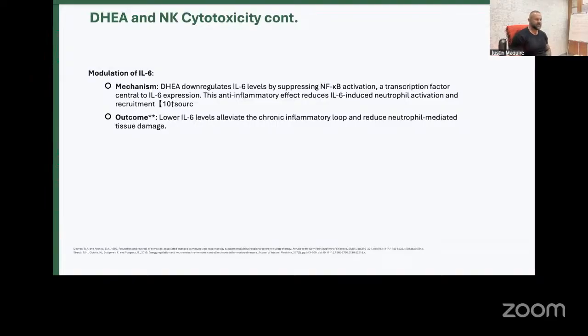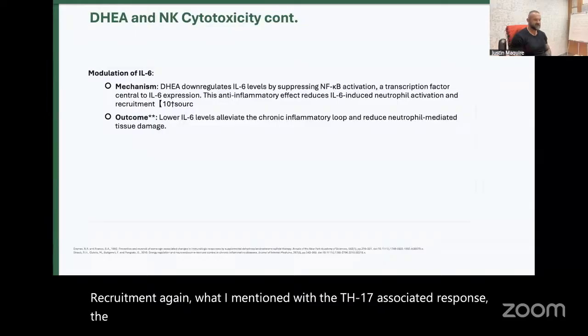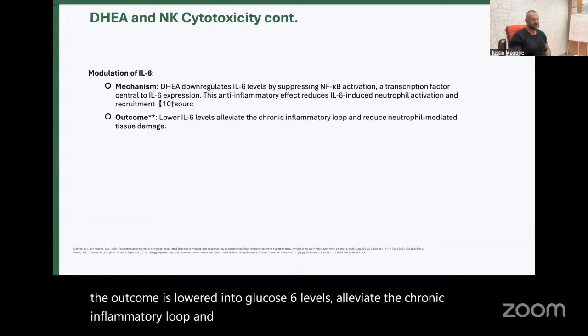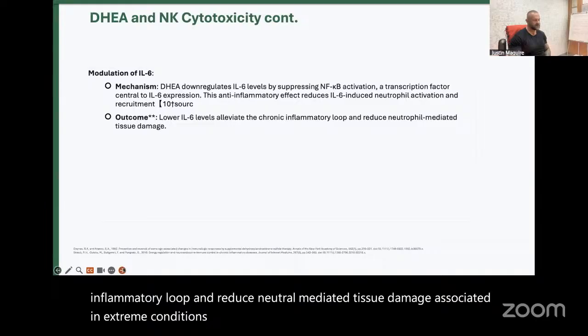This anti-inflammatory effect reduces interleukin-induced neutrophil activation and recruitment, again, as I mentioned with the Th17 associated response. The outcome is lowered interleukin 6 levels, which alleviates the chronic inflammatory loop and reduces neutrophil-mediated tissue damage associated in extreme conditions such as Th17 dominant autoimmunity.